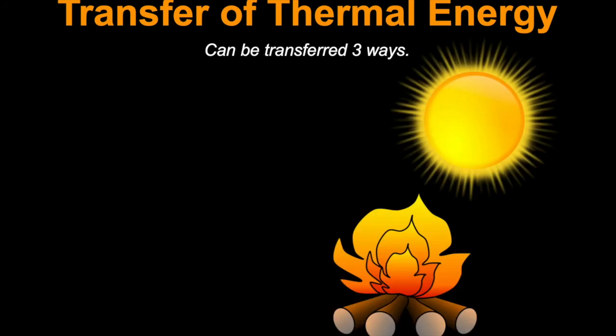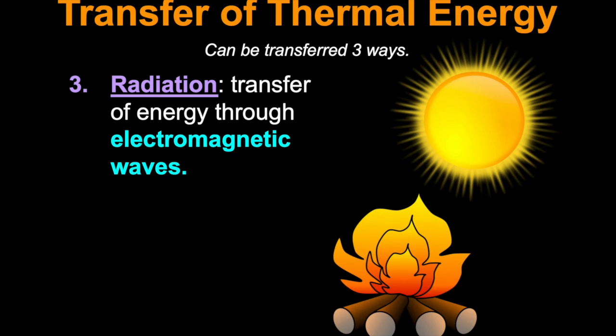And then the third way has to do a little bit with especially the sun, because this does a lot of thermal energy transfer. And the reason the sun can do a lot of thermal energy transfer is it's going to transfer energy through radiation. And this radiation is transfer of energy through specifically electromagnetic waves.